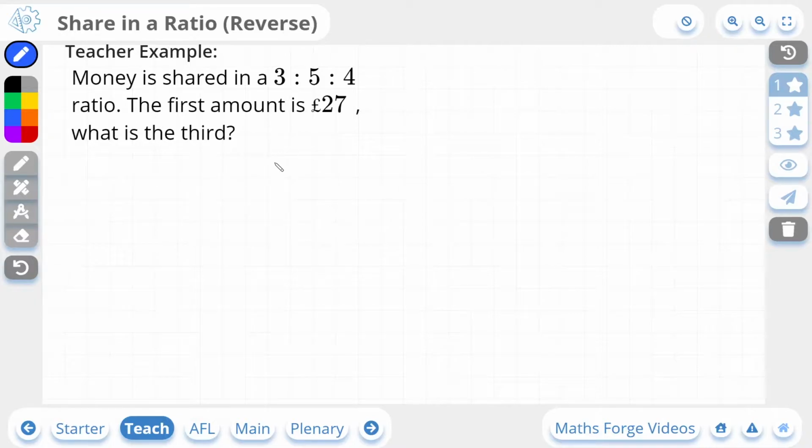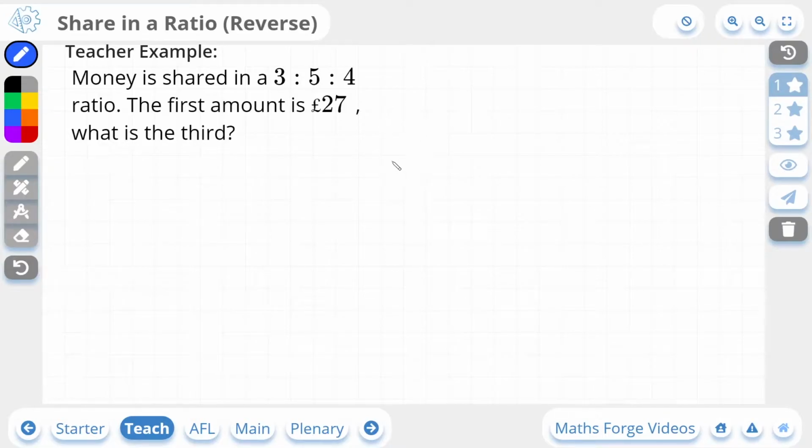In today's lesson, we're going to be doing share in a ratio reverse. So let's take a look at our first example. Here we're being told that money is shared in the following ratio, 3 to 5 to 4. The first amount is £27. What is the third?